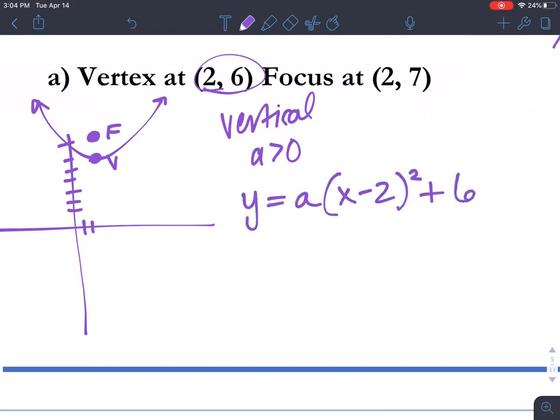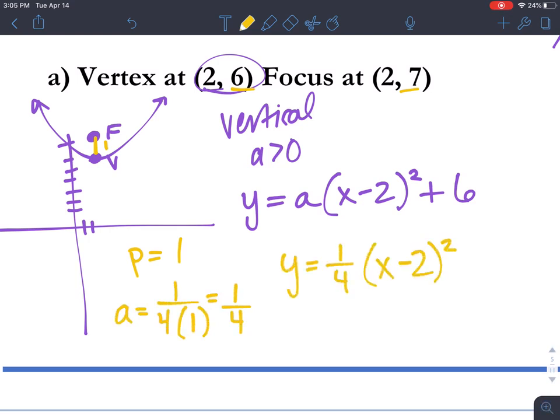And then to find that a value, we've been doing this a couple times with the verticals. And remember, you're just looking for that p-value. How far apart are the vertex and the focus? They are 1 unit apart. I went from 6 to 7. So p equals 1. So a equals 1 over 4p. So a is a fourth. So final answer: y equals 1/4 times (x minus 2) squared plus 6. And that should make sense that a is positive because it is facing up.